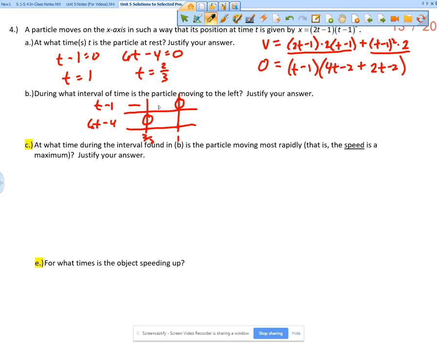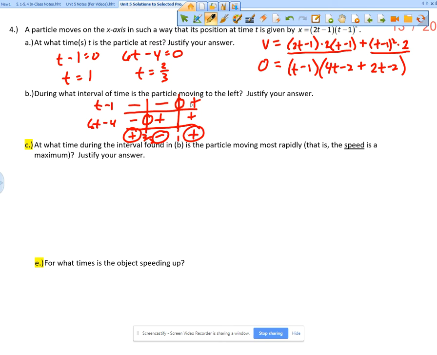For t minus 1, pick a number to the left of 1, like 0. 0 minus 1 is negative. Pick a number to the right, like 2. 2 minus 1 is positive. For the other factor, a number to the left of 2/3, like 0: 6 times 0 minus 4 is negative. To the right, like 1: 6 times 1 minus 4 is positive. So that means that velocity is positive, then negative, then positive.